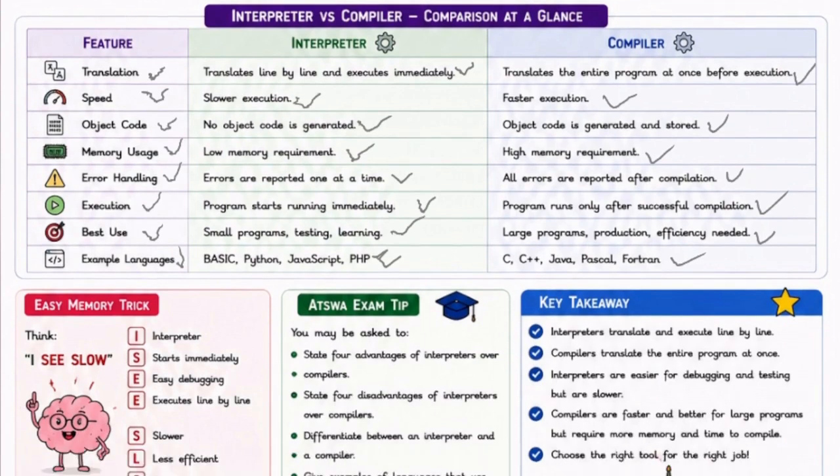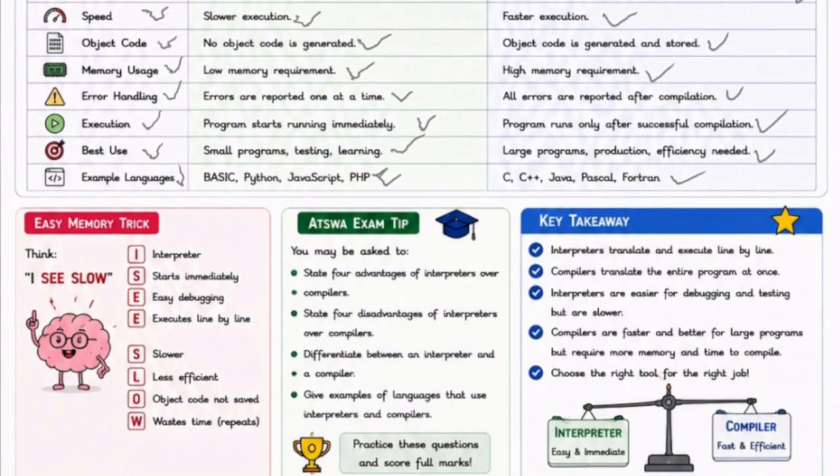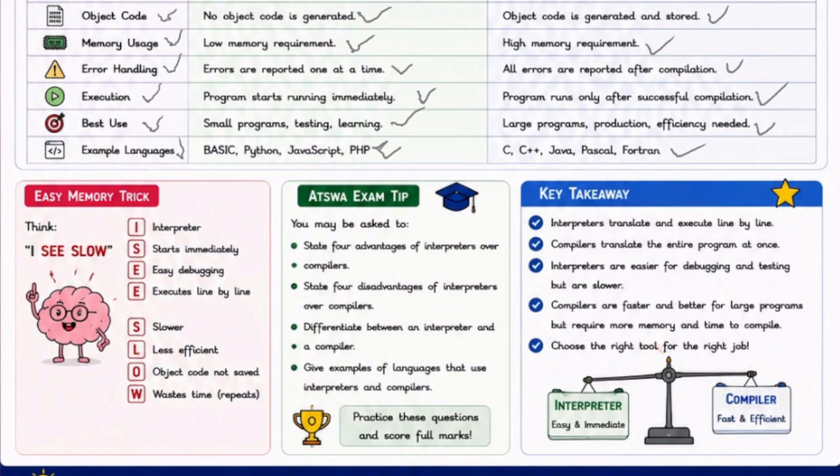So those are the comparison at a glance. What are the key takeaways? Interpreters translate and execute line by line. That's what you should remember. Compilers translate the entire program at once. Interpreters are easier for debugging and testing but are slower. Compilers are faster and better for large programs but require more memory and time to compile. You have to choose the right tool for the right job. So that is for page 7.